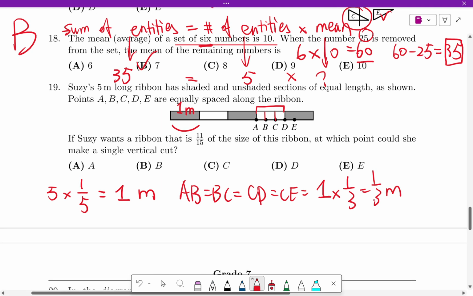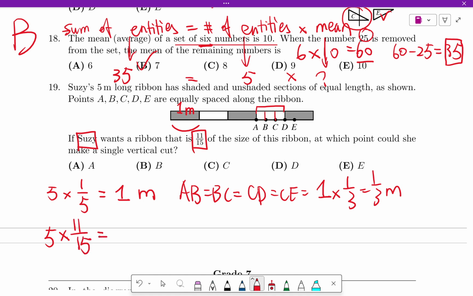Then we can calculate how long Susie actually wants from this ribbon, which is 11 over 15 of the size of this ribbon. So we have 5 meters times 11 over 15, which gives us 11 over 3 meters. Maybe we want to include the first 3 whole sections, with 3 meters. So let's subtract this 3 meters from the 11 over 3 meters and see how much we still need. We still need 2 over 3 meters.